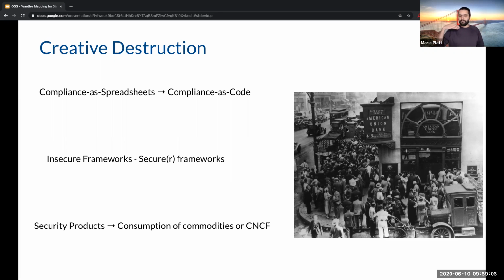Because we are seeing so many security problems across so many different organizations, the emergence of more secure frameworks is going to start to happen.